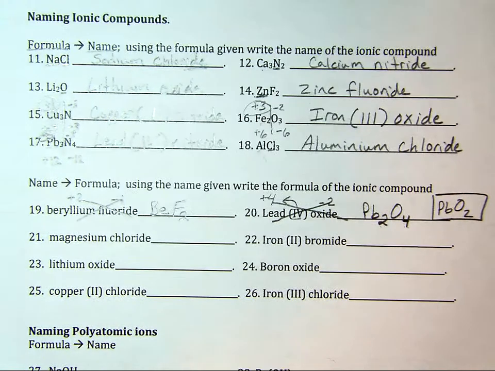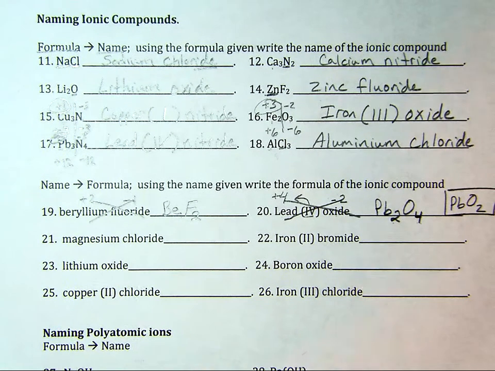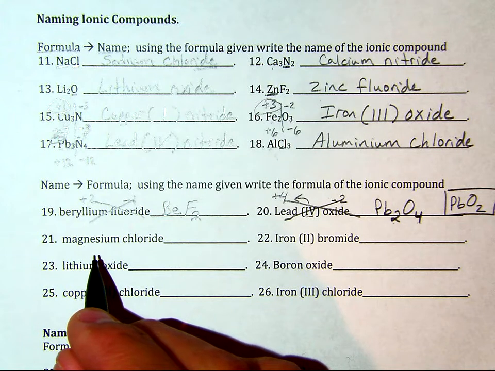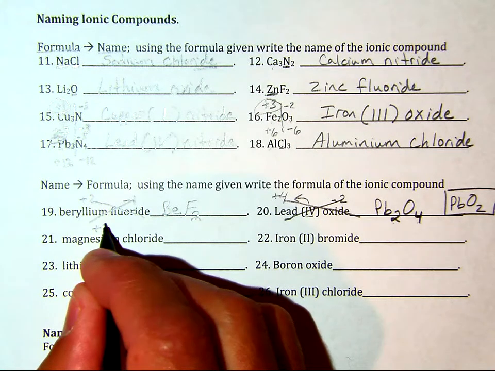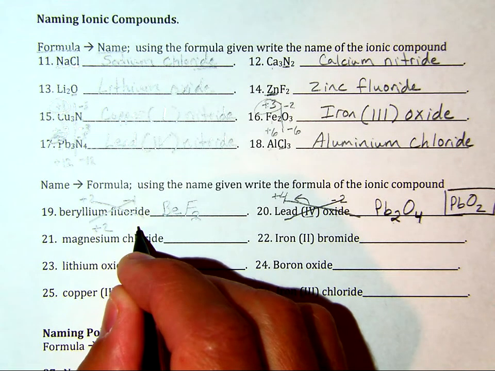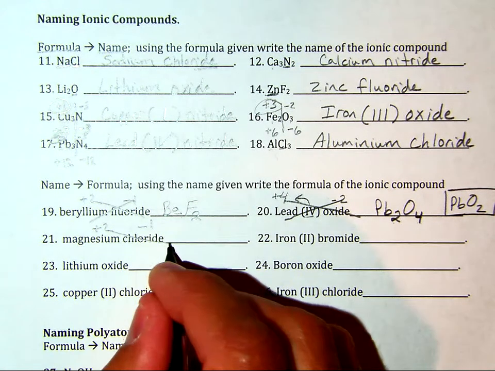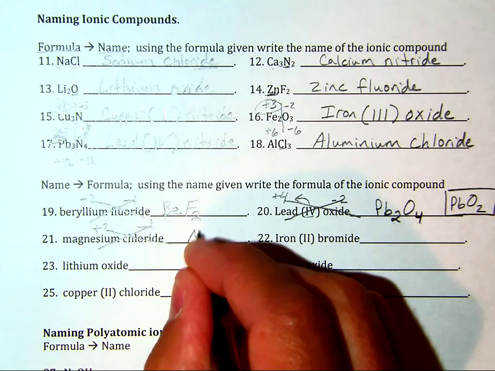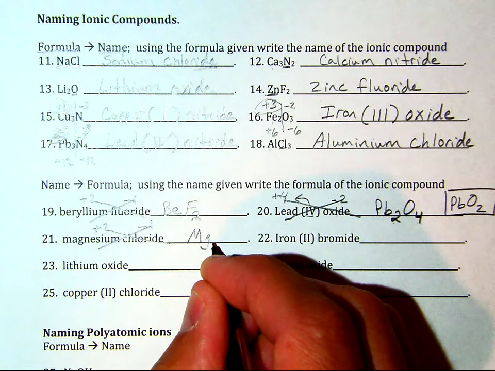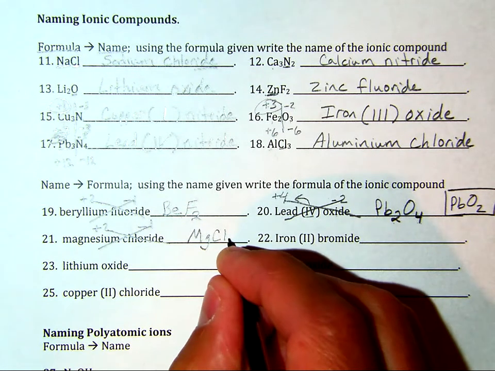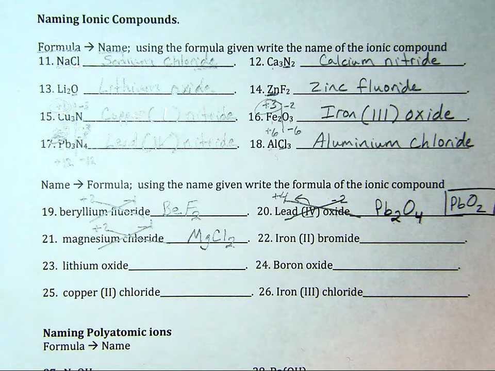All right, number 21. Magnesium chloride. Magnesium, if you look on the periodic table, has a charge of +2. Chlorine has a charge of -1. Always write the charges above it. Then we crisscross it. Magnesium is Mg. The 1 goes there. We don't need to write it. Chlorine is Cl, and the 2 will go down there. So magnesium chloride.